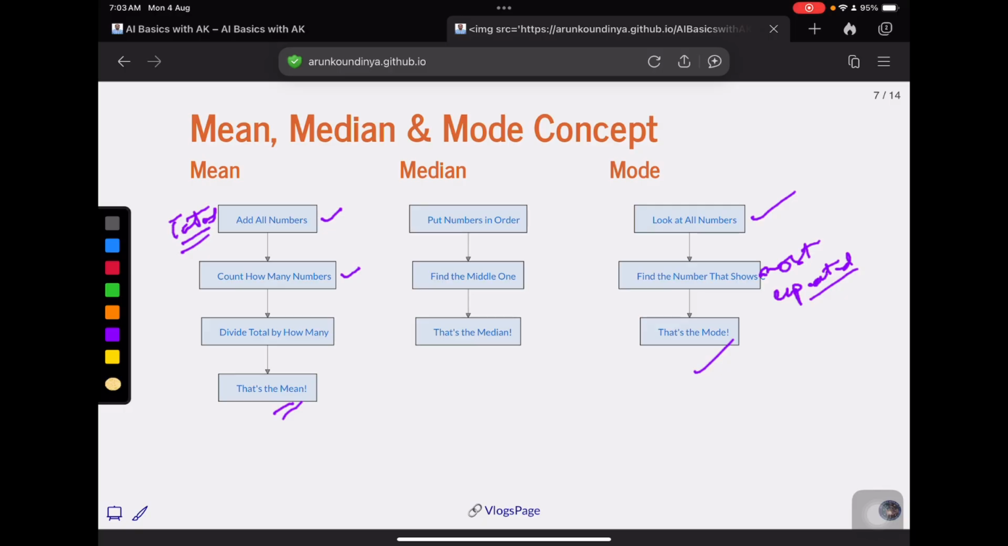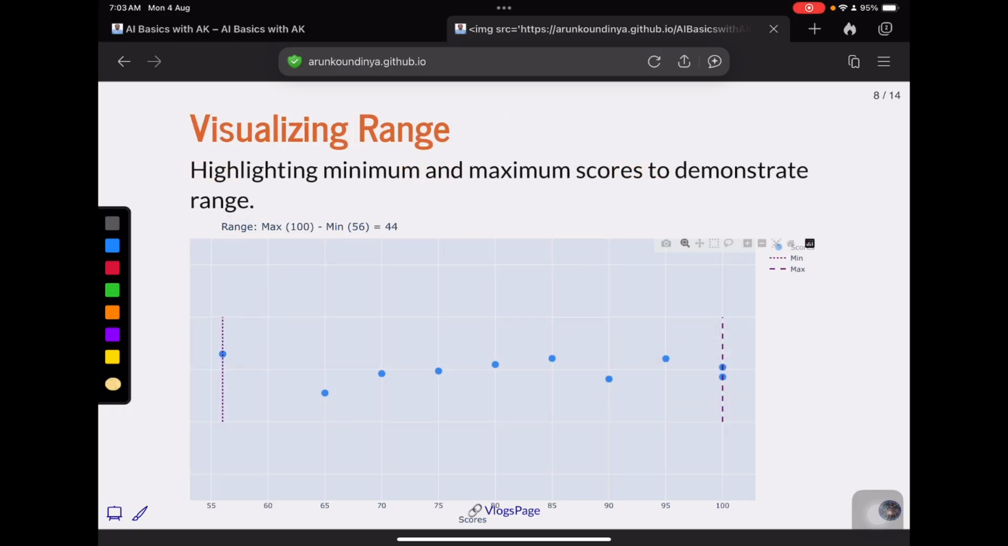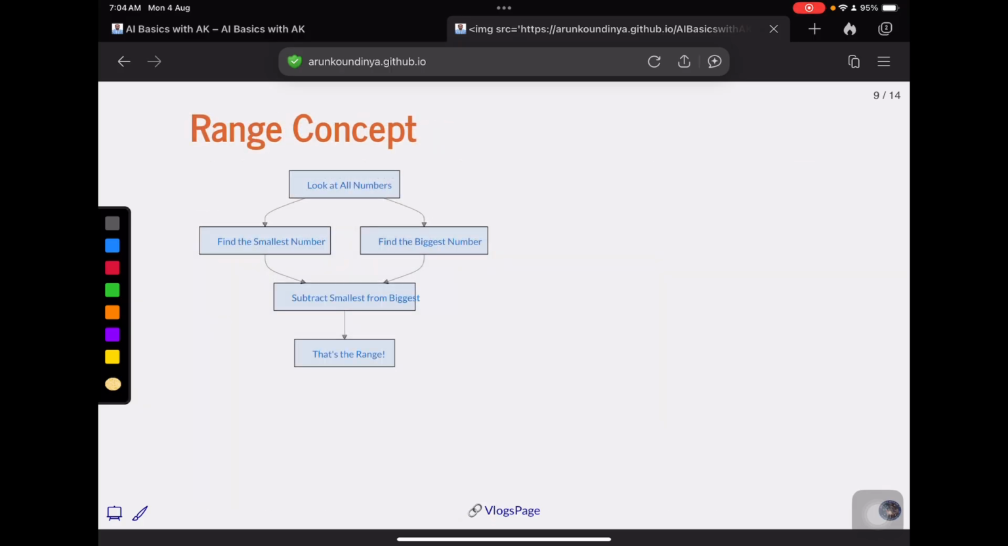Simple, isn't it? Now let's jump into min and max. You find the minimum, which is 55, and you find the maximum value, which is 100. So you call that the range, 100 minus 56, which is, say here, 44. It's as simple as that. How do you find it? You look at all the numbers, find the smallest number and the biggest number, and you subtract the smallest from the biggest, and you will get your range. It's as simple as that.